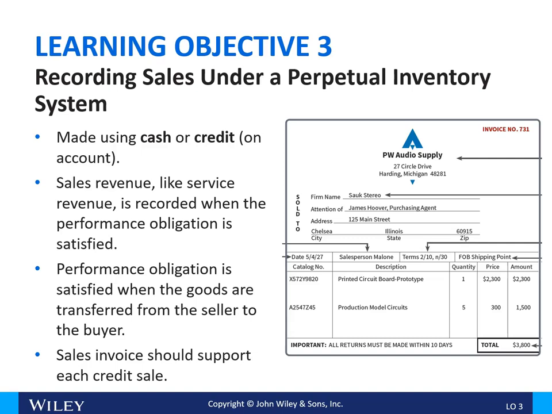Sales revenue, like service revenue, is recorded when the performance obligation is satisfied. So whenever we have finished that obligation of delivering the goods to the buyer, the performance obligation is when it transfers. So depending on the term, shipping point or destination, and the sales invoice should support each credit sale.